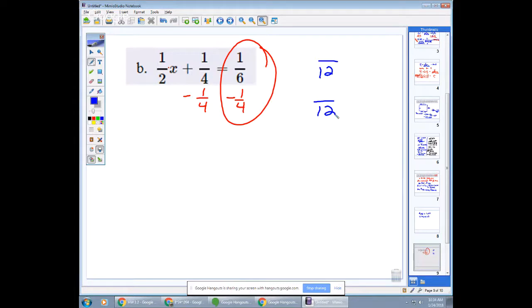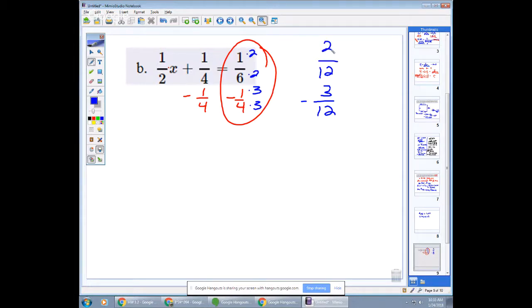How many times does 4 go into 12? 3. So we would have to multiply top and bottom by 3. So that's going to give me 3/12ths. How many times does 6 go into 12? 2. So I have to multiply top and bottom by 2. And so that would give me 2/12ths.